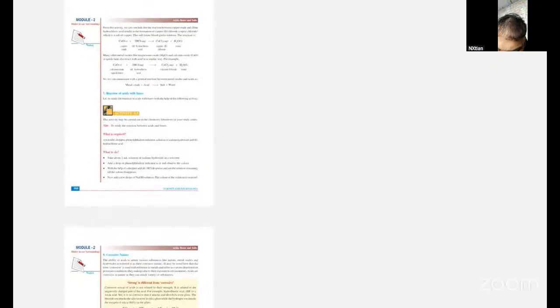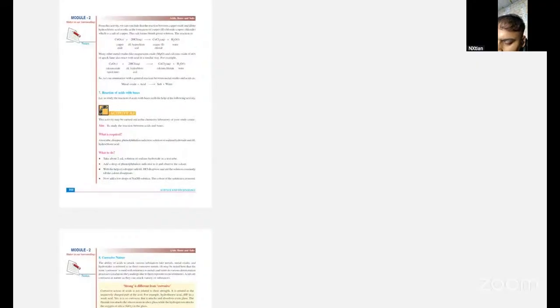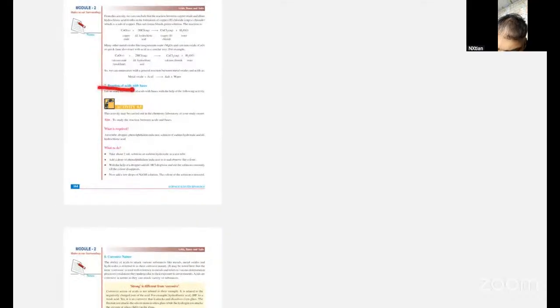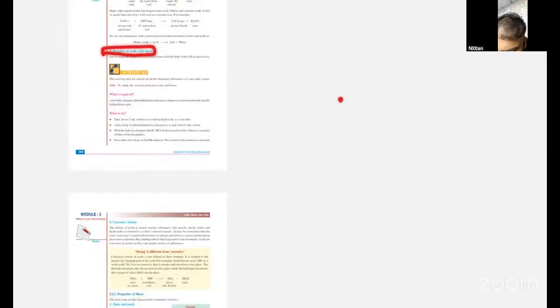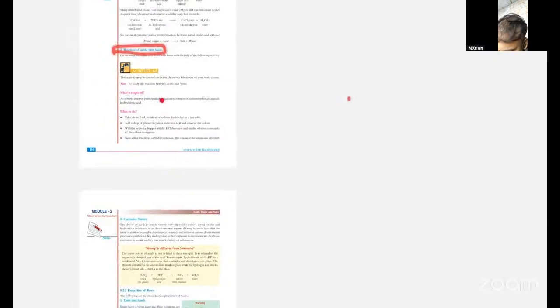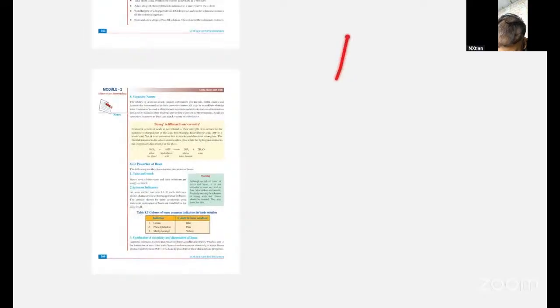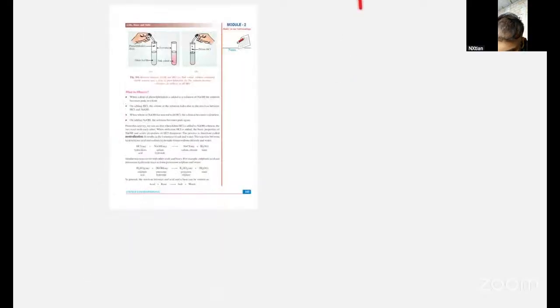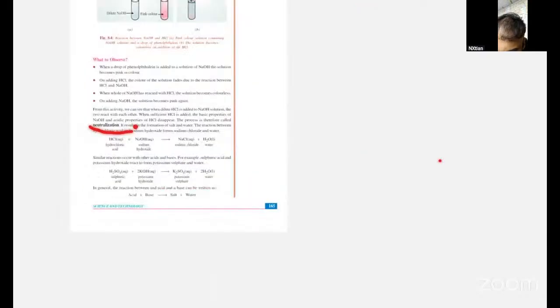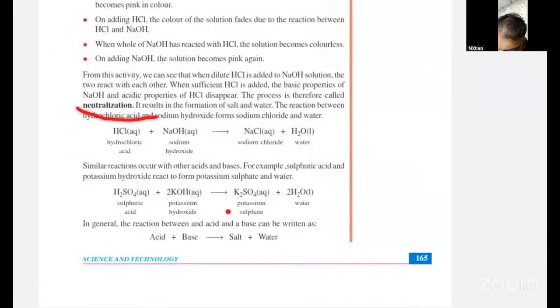Okay. So we did all this, in which we learned that whenever an acid reacts with a base, it will give a neutral thing. So this is also called a neutralization reaction. You guys can read this. Whenever an acid reacts with a base, it causes a neutralization reaction.